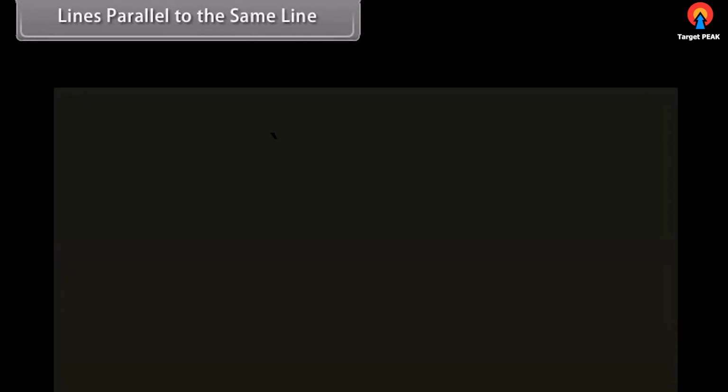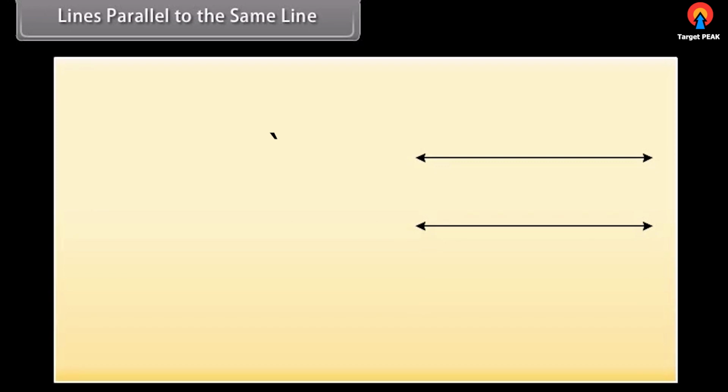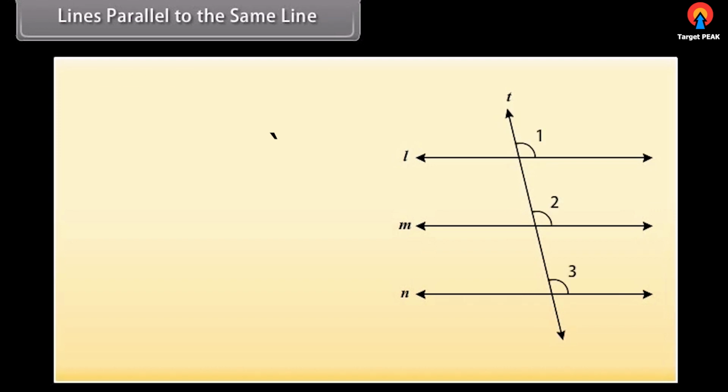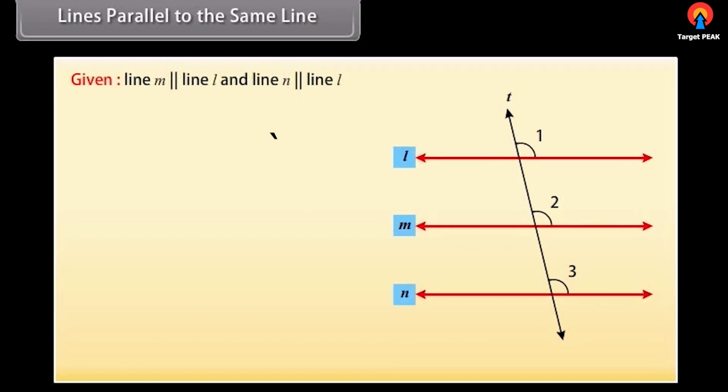Lines parallel to the same line. Let us now check that if two lines are parallel to the same line, then they will be parallel to each other. Look at this figure. Here line M is parallel to line L and line N is parallel to line L. Let us draw the line T as a transversal for lines L, M and N.